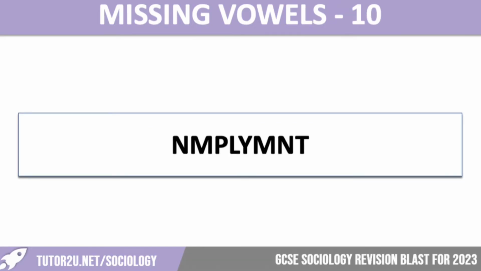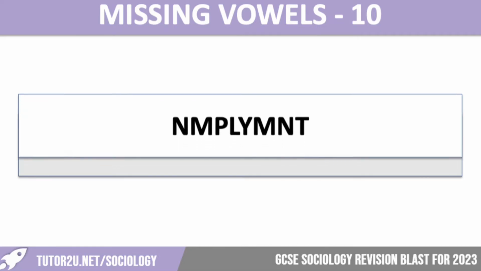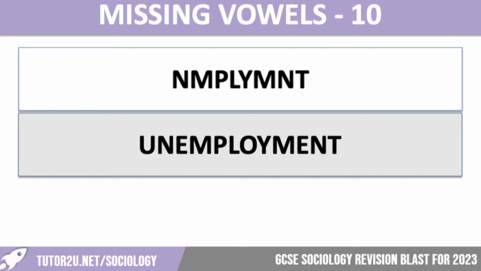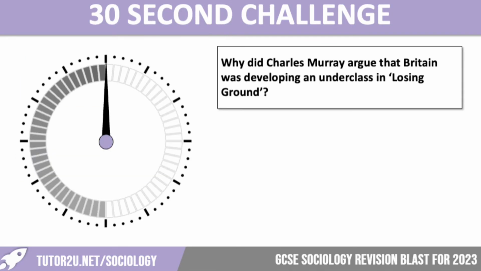And our last missing vowels should be relatively easy because very few letters in this word are vowels. So let's reveal the answer. It is unemployment. Well done if you got all 10 of those key terms correct. Right, we're going to move on to a 30-second challenge. What we would like you to do is to answer the question, why did Charles Murray argue that Britain was developing an underclass in Losing Ground? So Losing Ground is a key text on the AQA specification. Off you go.